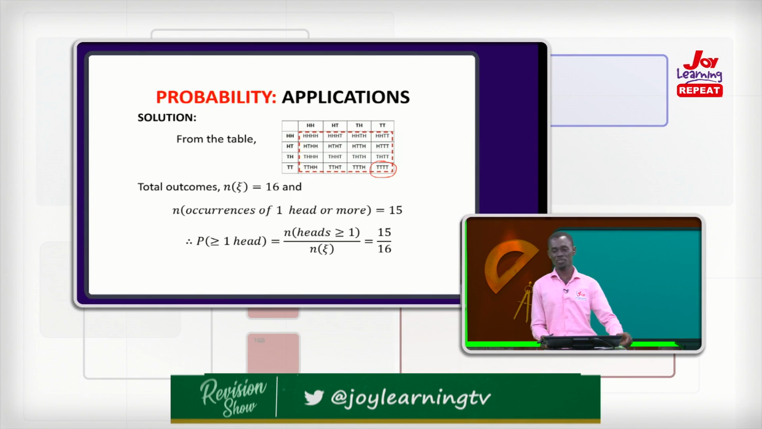All right, there is another way of solving it. Instead of counting how many situations have at least a head, maybe we'll look for the situation where there is no head. And remember, the probability that a thing will occur plus the probability that it will not occur must be 1. So the probability of at least a head and no head, if we add it together, must be 1.